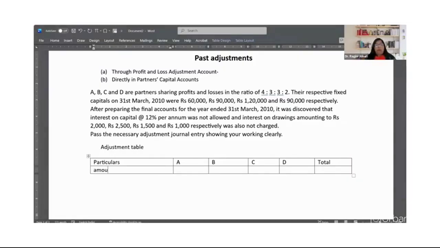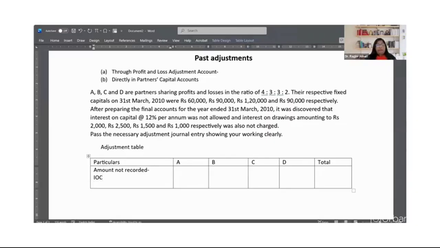So, amount not recorded. What all was not recorded? Interest on capital was not recorded, and interest on drawing was also not recorded. Let us record these things and add them. So, interest on capital, this is their capital amount. Interest to be charged at 12% per annum. So 12% of 60,000 would be 7,200.